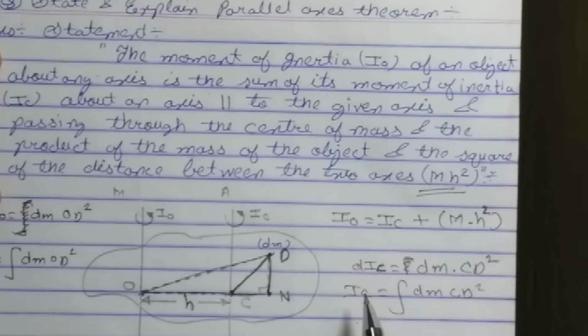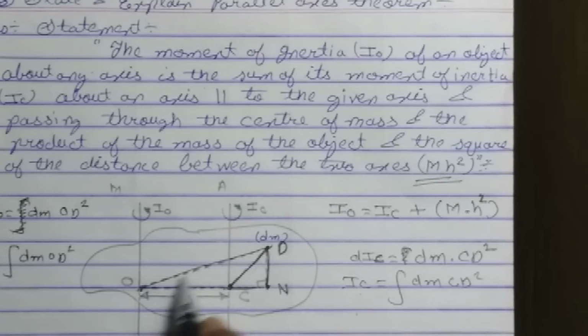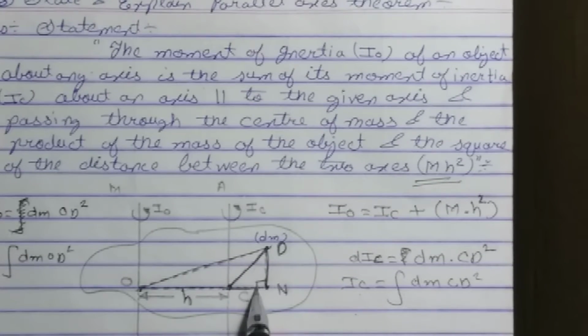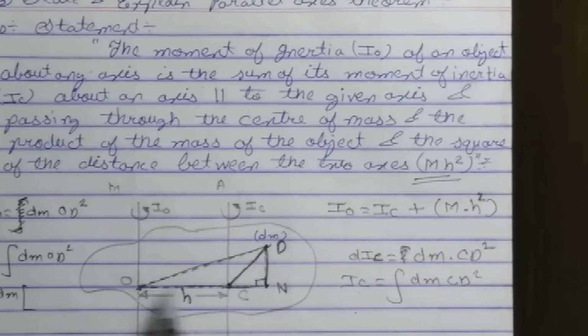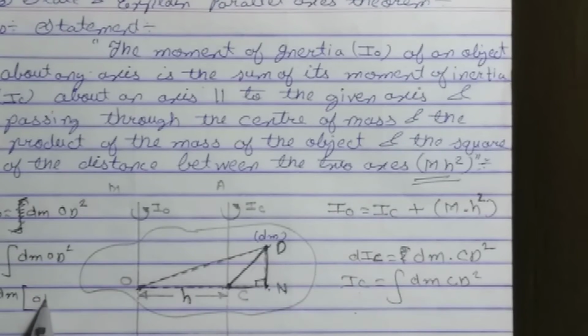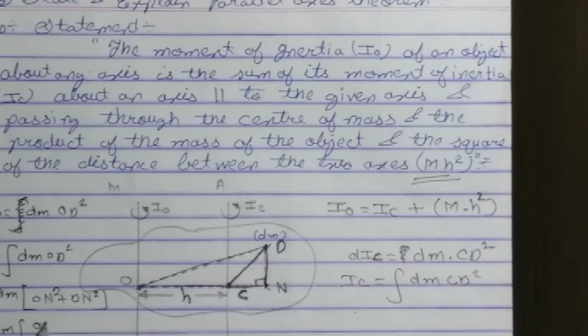Now, students, let us do the simple mathematics. We observe that OD is the hypotenuse of this right angle triangle ODN. So here I am going to apply the Pythagoras theorem. OD square equals ON square plus DN square, with dm integrated. What is ON? ON is the sum of OC plus CN. So OD square is OC plus CN the whole square plus DN square.